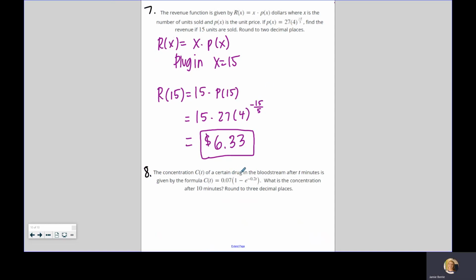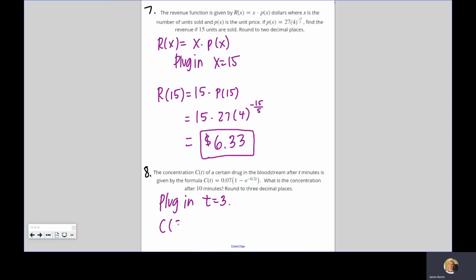All right, last one says the concentration C of T of a certain drug in the bloodstream after T minutes is given by the formula C of T equals 0.07 times 1 minus e to the negative 0.2 T. What is the concentration after T minutes? Excuse me, after 10 minutes. Round your answer to 3 decimal places. All right, so super simple here. Just plug in T equals 3.